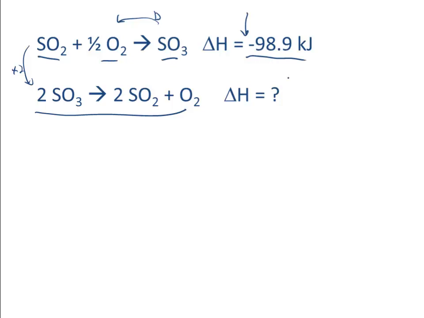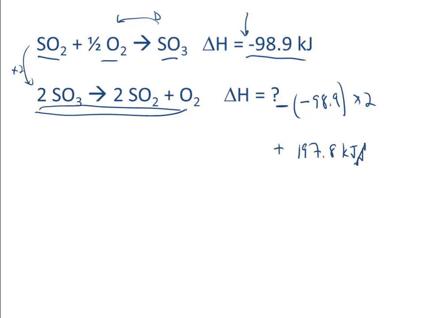And so our new delta H is going to be minus 98.9. Change the sign for that, so make a negative for that, times 2. So it'll be plus double 98.9. So it's plus 197.8 kilojoules. And it's kilojoules per mole, meaning the moles written in that reaction.